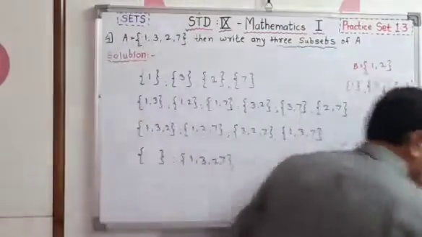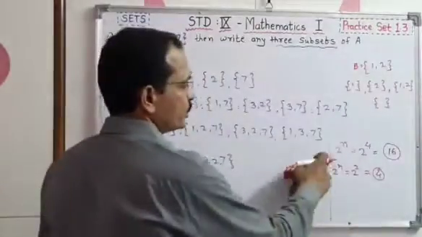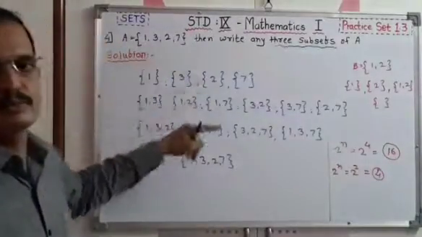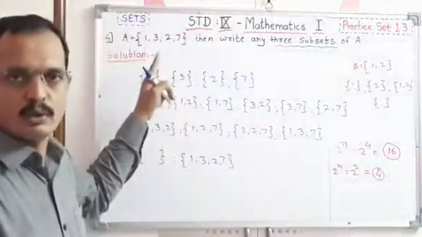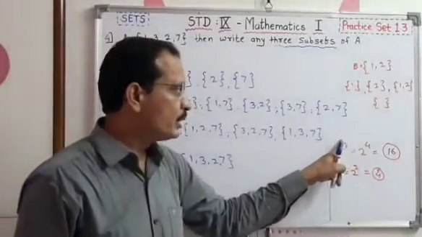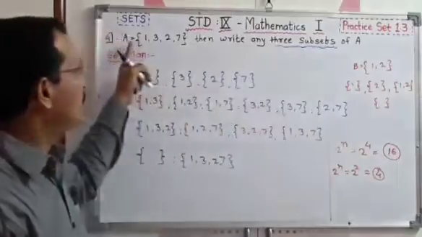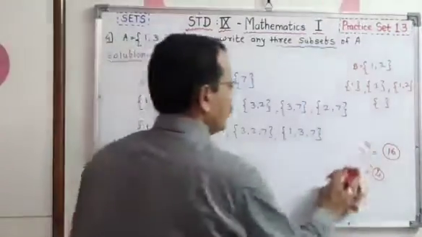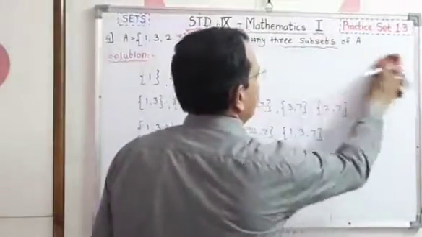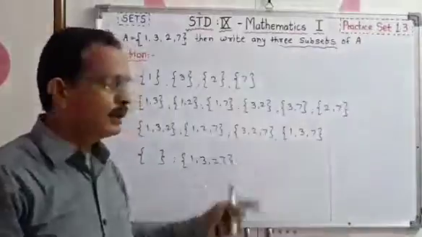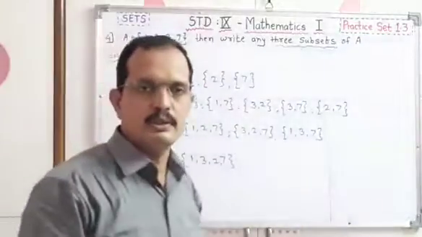Dear student, you have to remember this 2 raised to n. By using that we can find out how many subsets we can write for a particular given set. For that purpose we have to remember 2 raised to n. The n means the number of elements present in that particular set. Now in the exam, out of these 16 you can write any 3. Now take down this in your notebook. We will see the next sum.